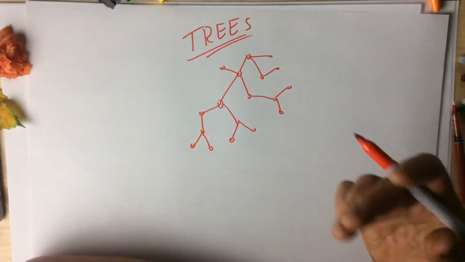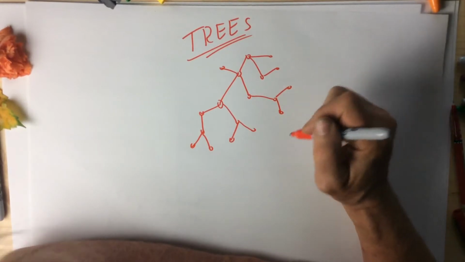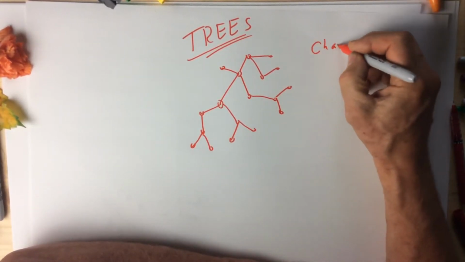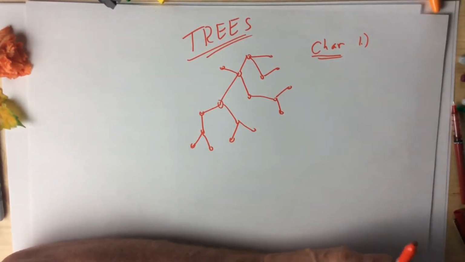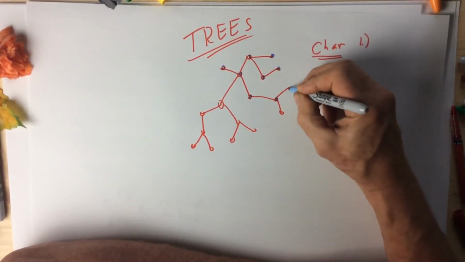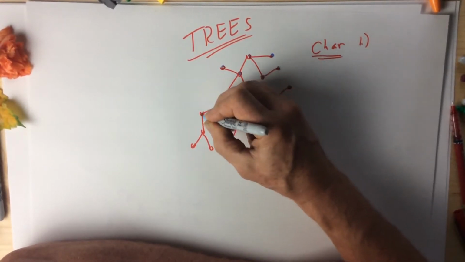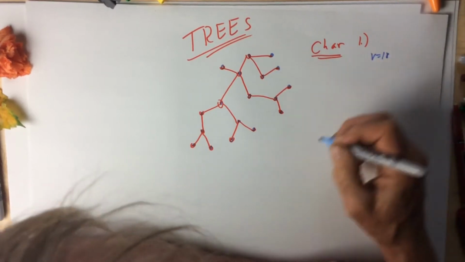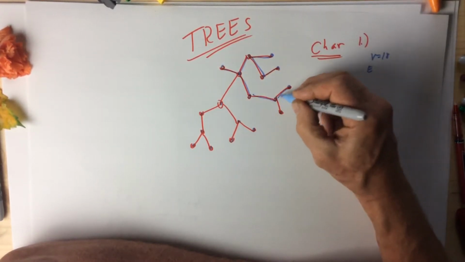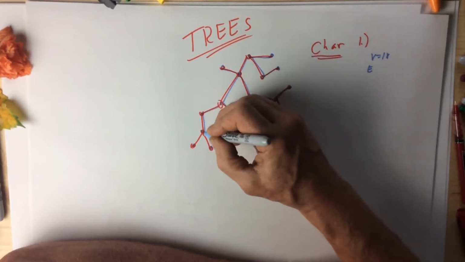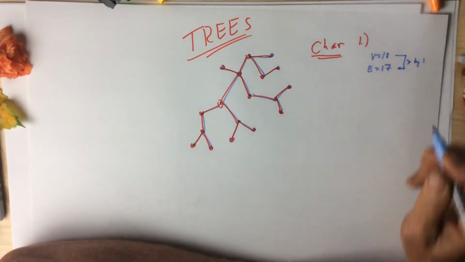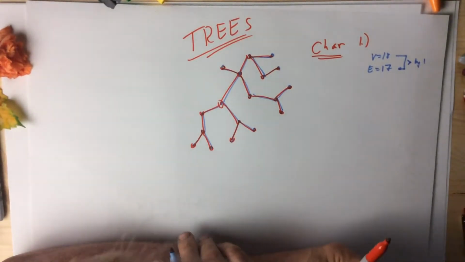That's a tree. How do I know it's a tree? Well, first off, there's not a circuit to be found no matter how I try. There's a couple of characteristics that trees have. The first characteristic: if you count the vertices, 1, 2, 3, up to 18 vertices. And now we count the edges: 1, 2, 3, up to 17. It's always the case that the vertices are greater than the edges by 1 in any tree that you draw.